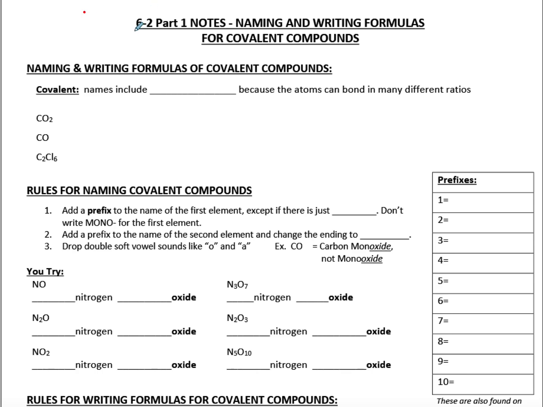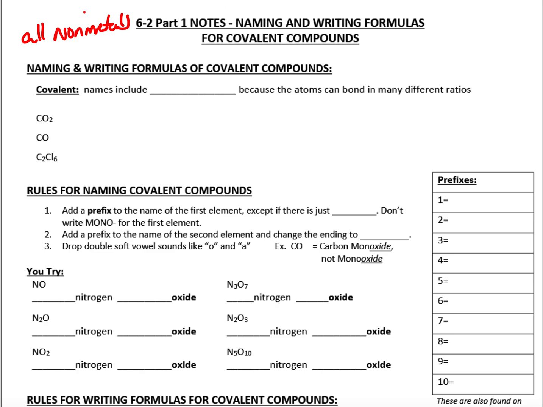All right, so let's talk about how we write formulas and name covalent compounds. Now remember, covalent compounds are made up of all non-metals. They are all missing electrons. They all want to get to their octet, but they don't have enough electrons.